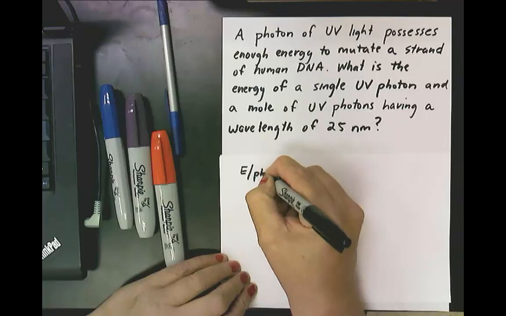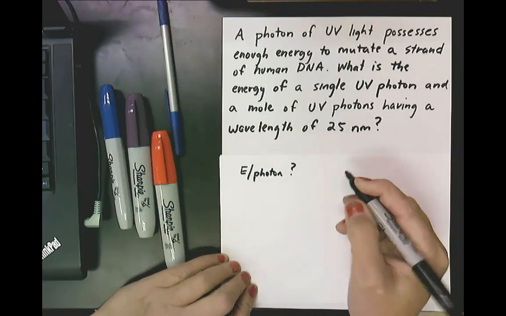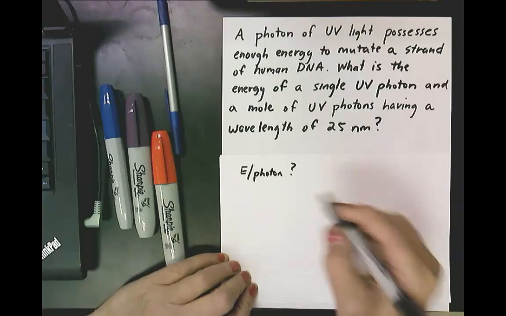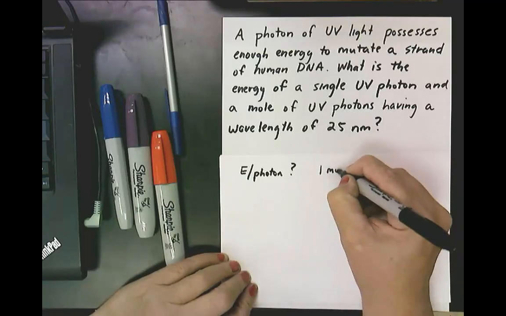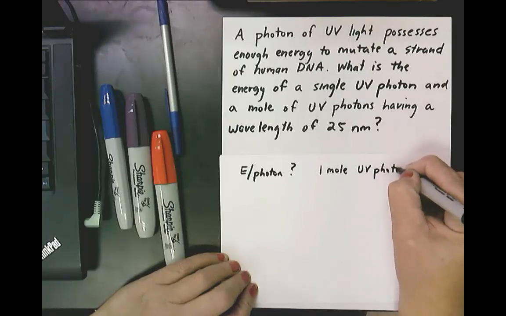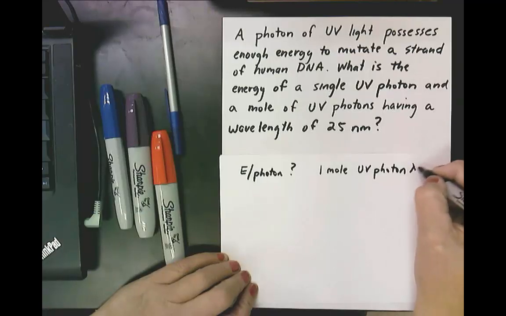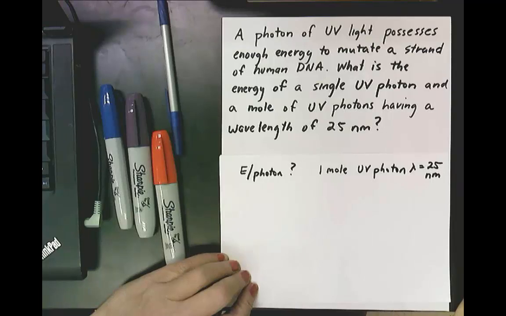Energy per photon. Okay, and we know that we have a mole of UV photons, having a wavelength of 25 nanometers. Okay, and let's see, what else do we know?